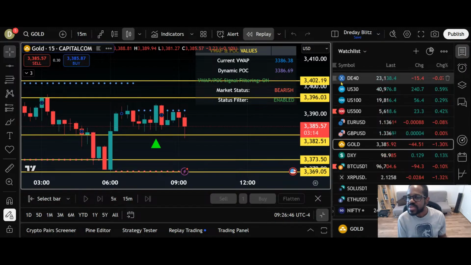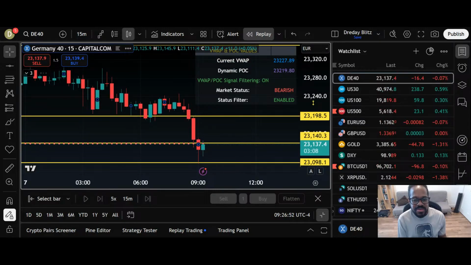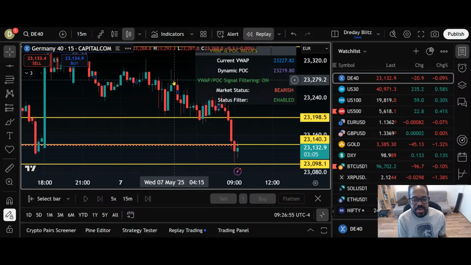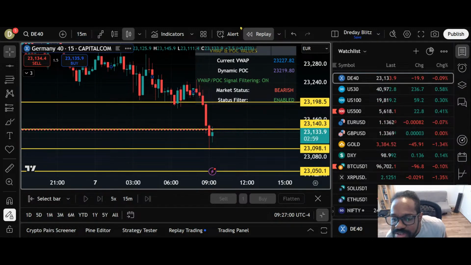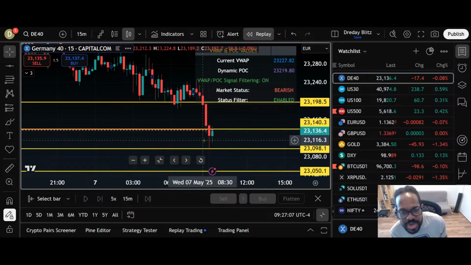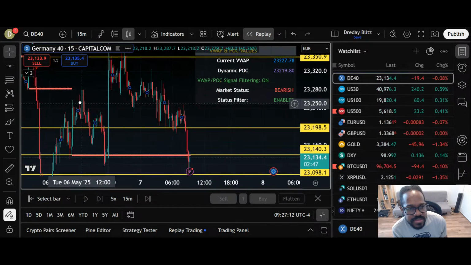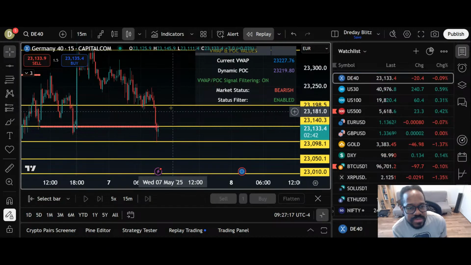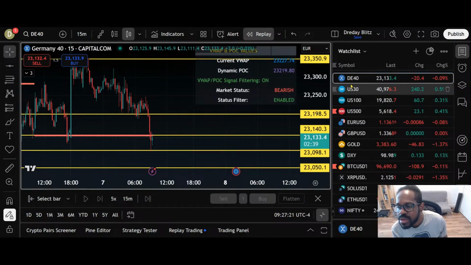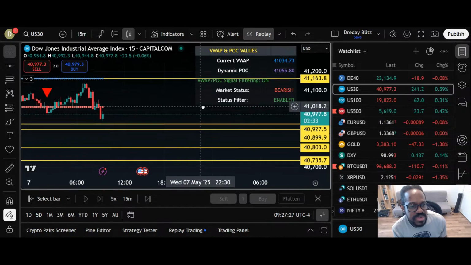All right, so let's look at other markets here. So for German, it did hit this level here at 23,098, so maybe more or less that price, and started to bounce off of it. So if you're in a sell here, make sure to secure some profit here. At the US 30, still bearish.